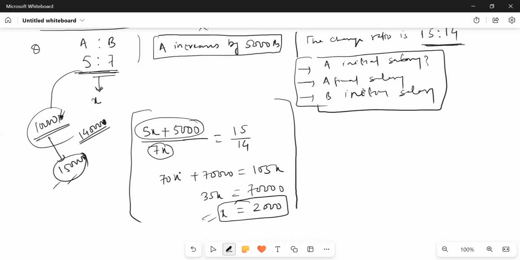So this all we can get once we get this multiplier. But this is the way very normal people solve these questions. But since you are studying in SMART, let me show off a little. When we are at SMART, we'll be doing it in a very different way. What I'll do here is try to merge these two ratios. The initial ratio is 5 is to 7. After increment in A, the final ratio is 15 is to 14.